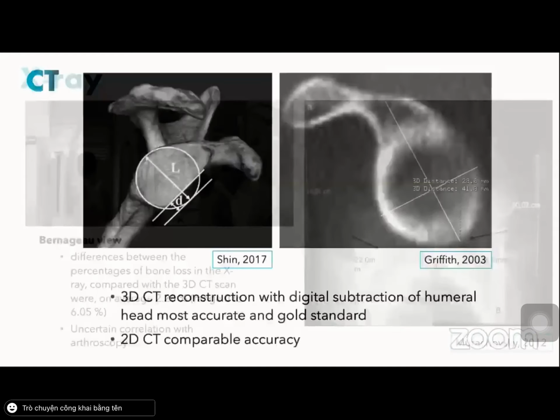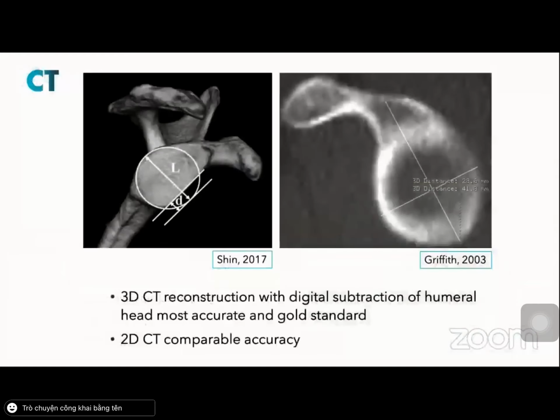CT scan is considered the gold standard in measurements of bony defects post anterior-inferior glenohumeral dislocation. The high resolution, ability to manipulate images as well as create 3D reconstructions allow for very accurate measurements of glenoid bone loss and severity of Hill-Sachs lesions.